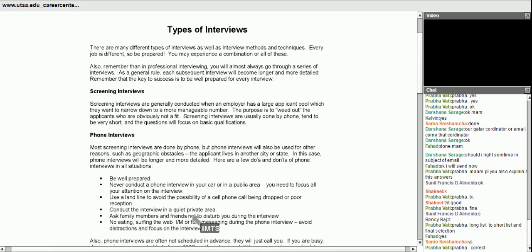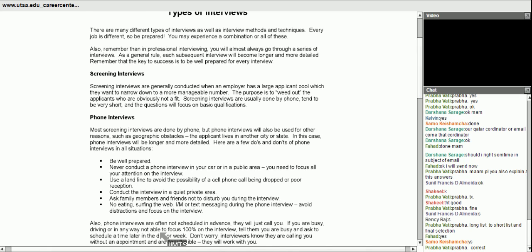Conduct the interview in a quiet, private area. Ask family members and friends not to disturb you during the interview. No eating, surfing the web, or text messaging during a phone interview. Avoid distractions and focus on the interview. Is it clear so far?